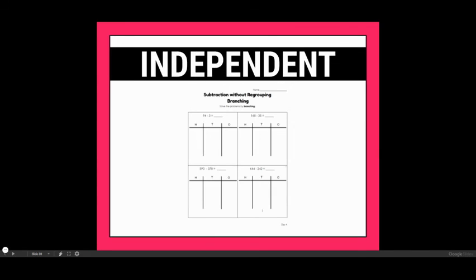Now it is your turn to do some independent practice. This worksheet looks really similar to yesterday, but today, instead of drawing the base 10 blocks, you are going to solve it using branching. So you are going to put those numbers in our HTO charts and you're going to set up those subtraction problems so that you can get all of your answers. Don't forget to turn it in.